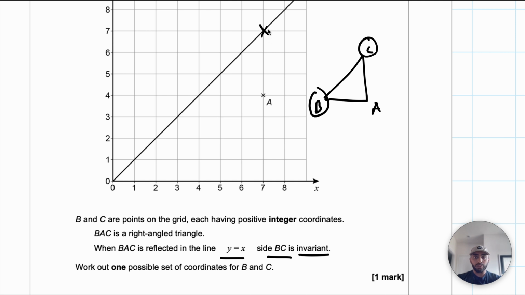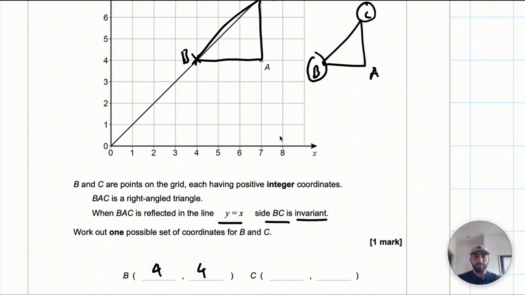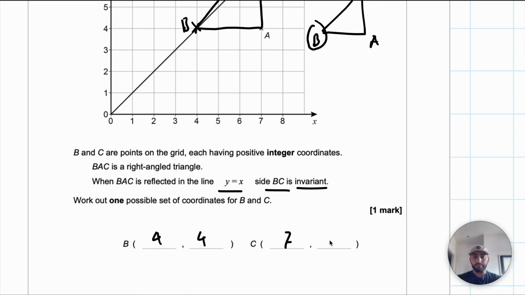So I'm going to choose this one as one of them, and I'm going to choose that one, because if I draw a right angle triangle there and I reflect it, this line BC will stay in the same place. We just need to write what those coordinates are. So B will be 4, 4, and C will be at 7, 7.